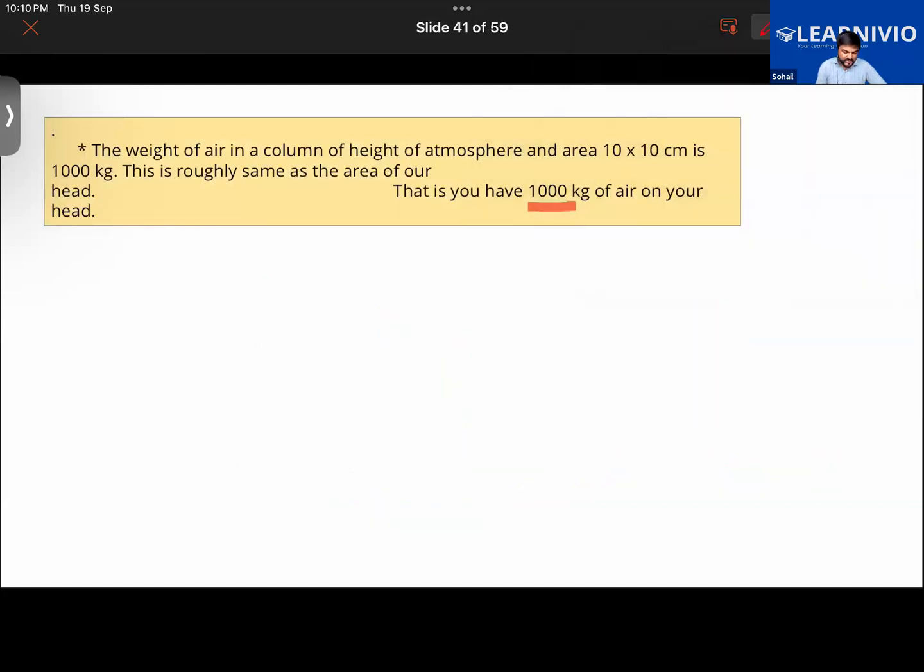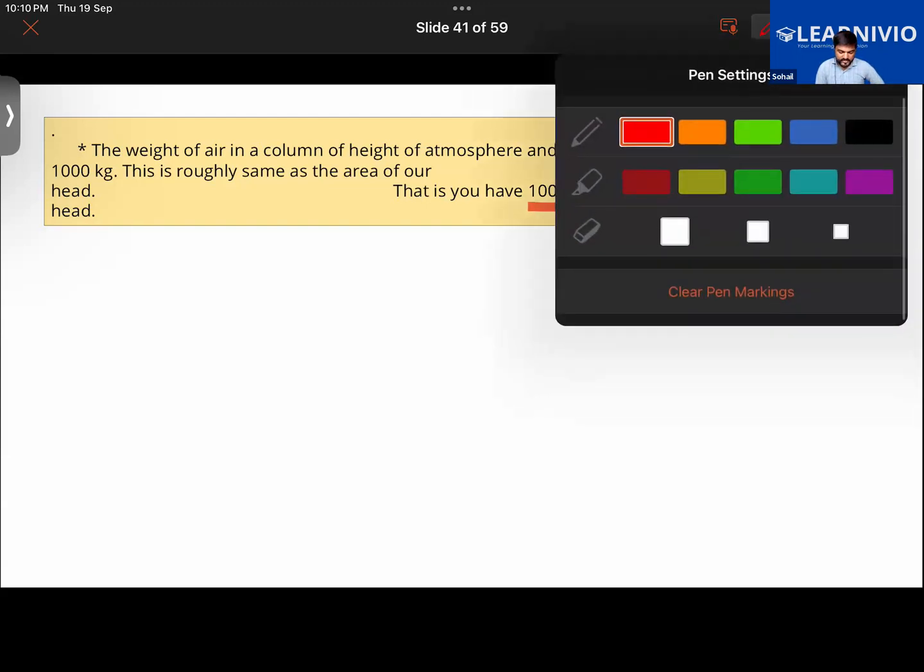Furthermore, here it says that the weight of air in a column of the height of the atmosphere and an area of 10 by 10 centimeter is 1000 kilogram. This is roughly the same as the area of our head. So that means you have about 1000 kilogram of air on your head. The question is then, if this much weight of air is above my head, why does my head not explode? You understood what I'm trying to say here?